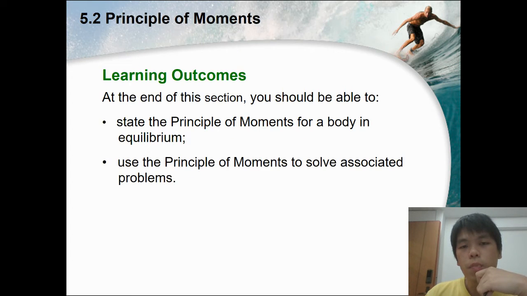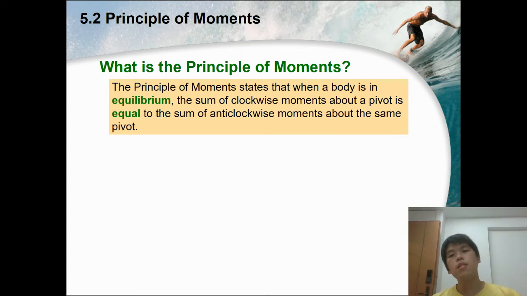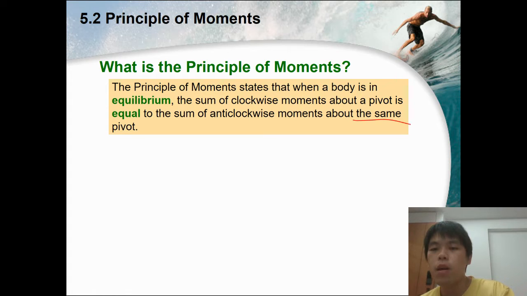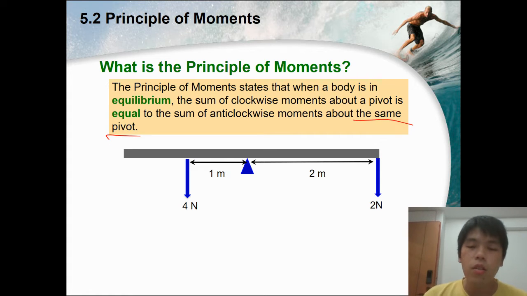So let's find out what is the principle of moments. The principle of moments states that when a body is in equilibrium, the sum of the clockwise moments about a pivot is equal to the sum of the anti-clockwise moments about the same pivot. So this is the same pivot that we are talking about. Please take note, you must include the last part, from the same pivot. So let's take a look at an example.